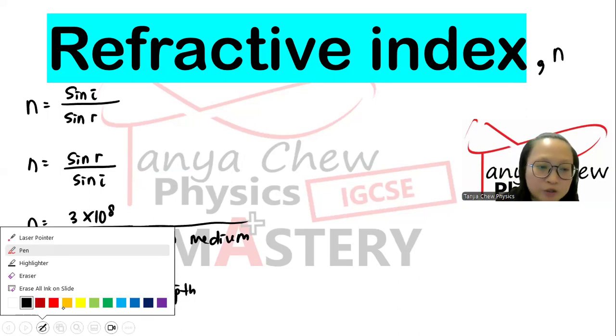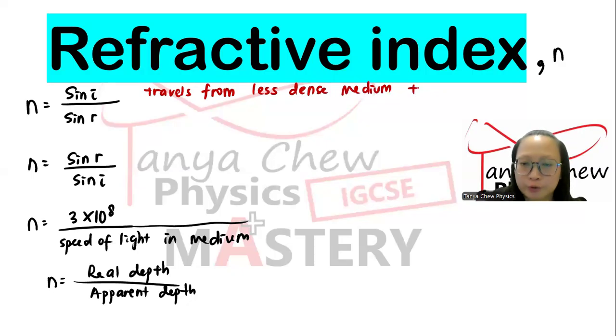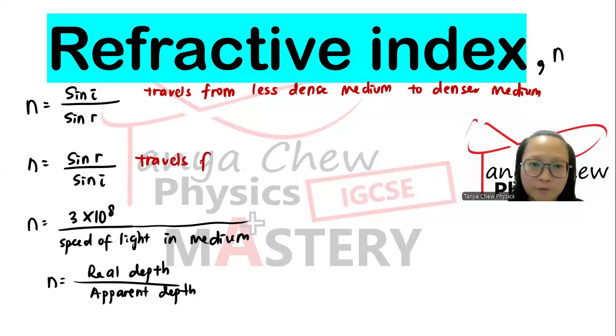Right, now let me tell you when to use sine i over sine r. This is valid when the wave travels from a less dense medium to a denser medium. Sine r over sine i is used when the wave travels from a denser medium to a less dense medium.